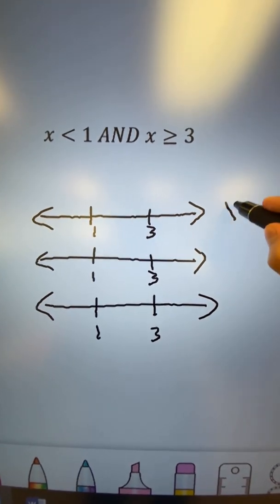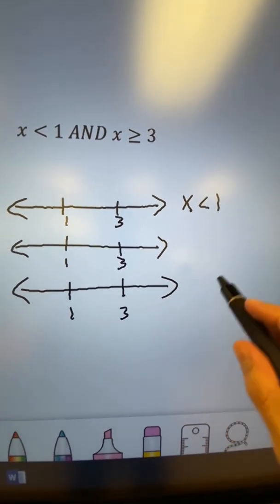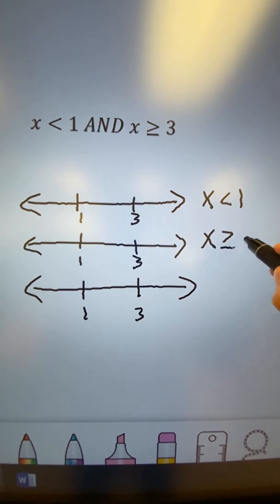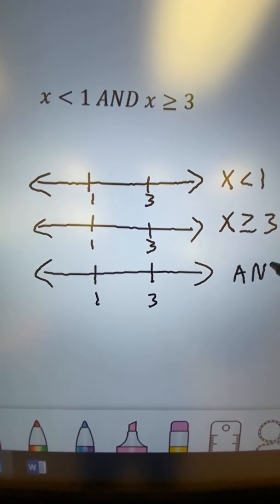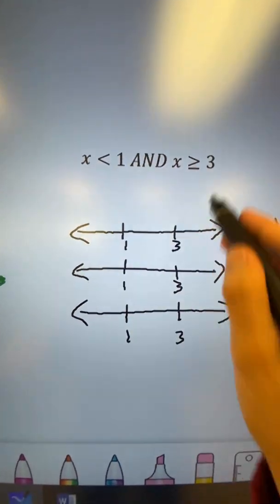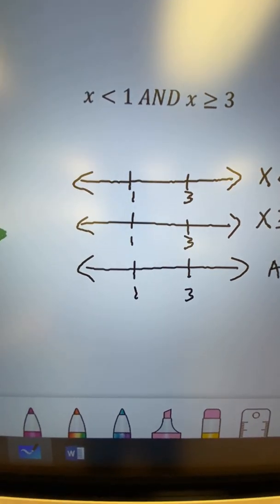I'm going to graph x is less than 1 for this one here first. I'm going to graph x is greater than or equal to 3 in this line. And then I'm going to do both of them together on this one. So I'm going to combine both of these on the final graph. I'm going to show you what they're looking for here.